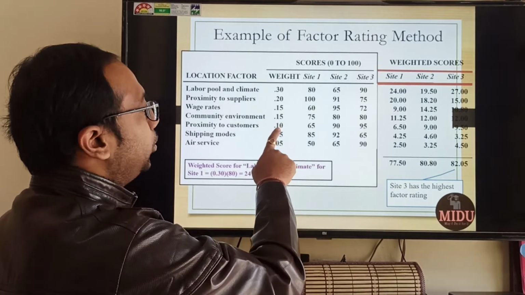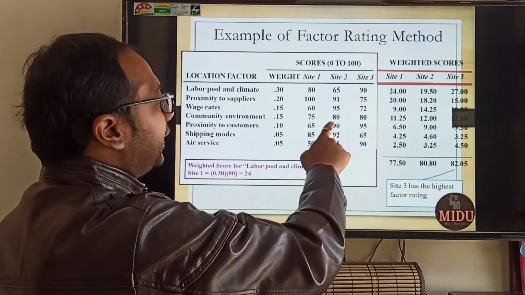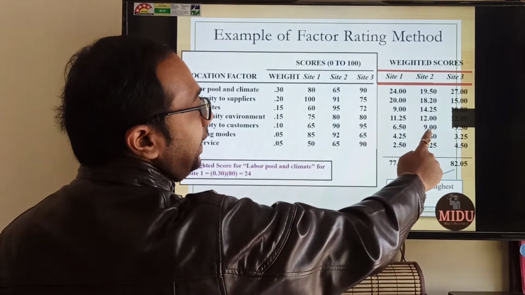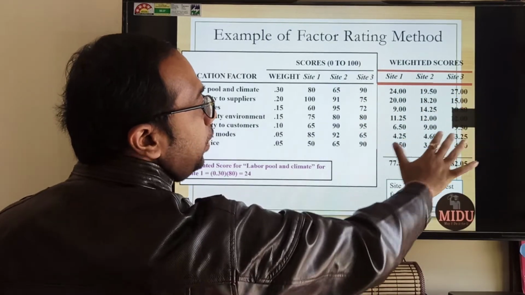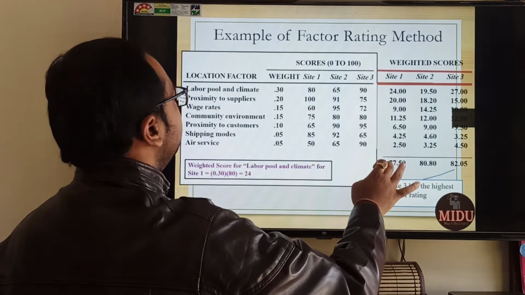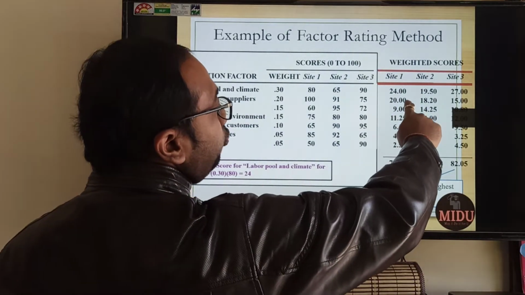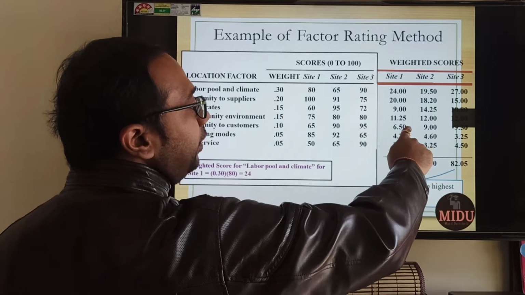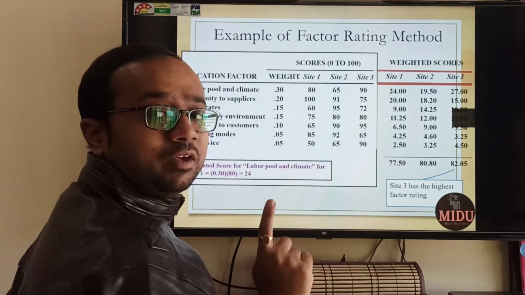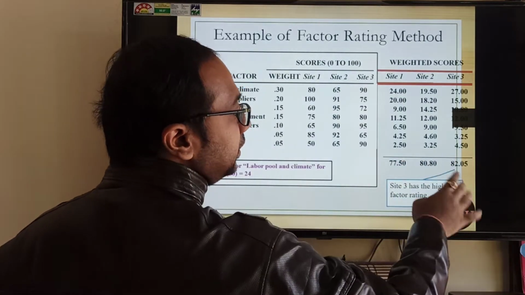It has 0.1 weightage, and for site 2 in this example, the score is 90. So the weighted score will be 90 into 0.1, which is 9. Like this, populate all these points, calculate the weighted score, then add up these weighted scores. So the total weighted score for site 1 will be 24 plus 20 plus 9 plus 11.25 plus 6.5 plus 4.25 plus 2.5. This comes out to be 77.5. Similarly, get the weighted score for all the 3.